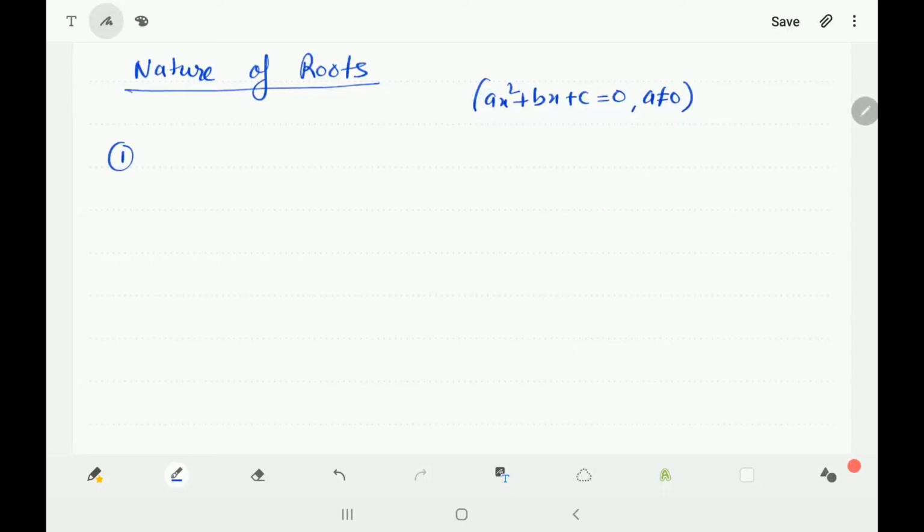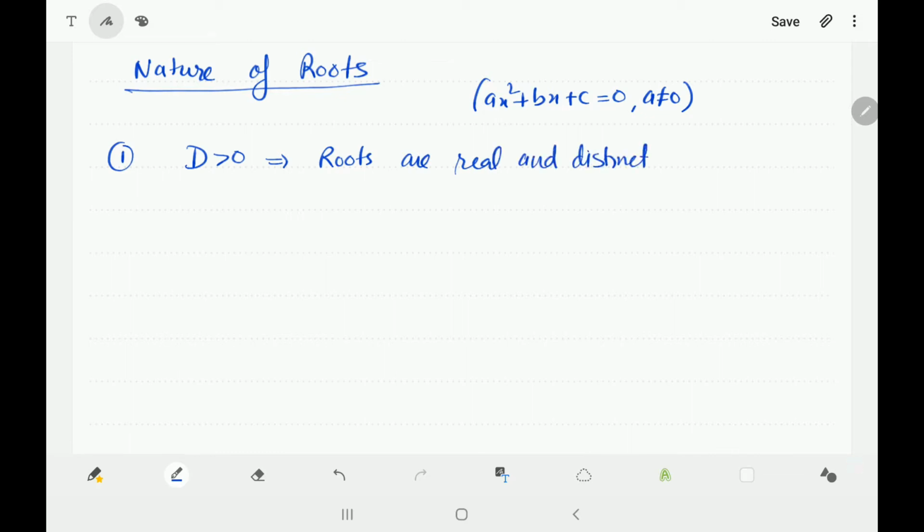In this video, we'll be discussing the nature of roots for the quadratic equation ax² + bx + c, where a is not equal to 0. The first point is, if the discriminant D is greater than 0, then the roots are real and distinct.